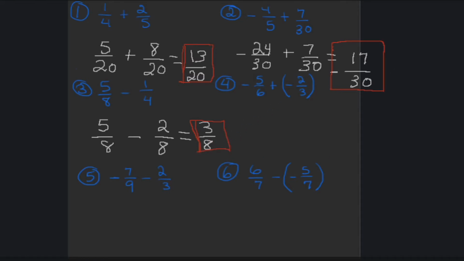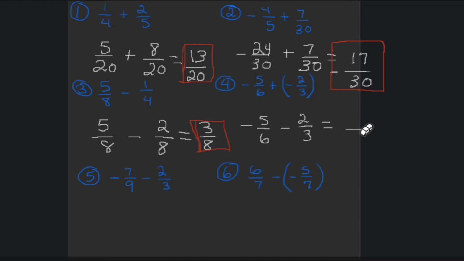Okay, so for number 4, we have a negative fraction and we have a plus minus right beside each other. So we know this is going to be a minus. Let's just rewrite this. So we have negative 5/6 minus 2/3. Now we are subtracting, or we're adding two negative fractions, right? So let's go ahead and find the least common denominator. In this case, that's 6.